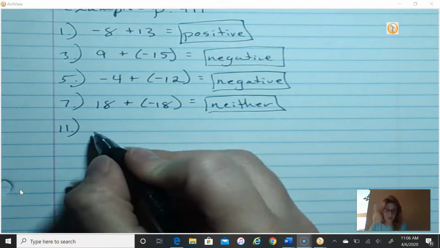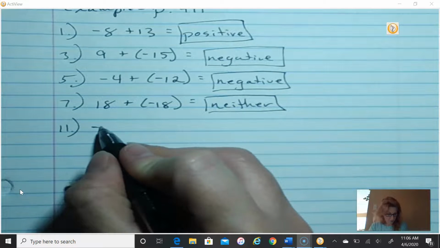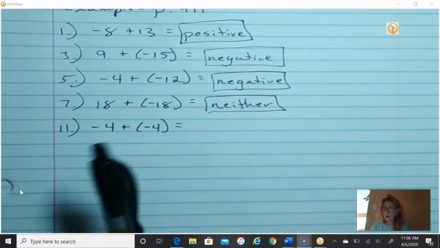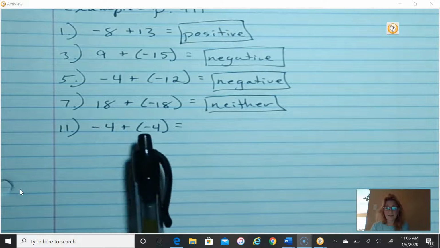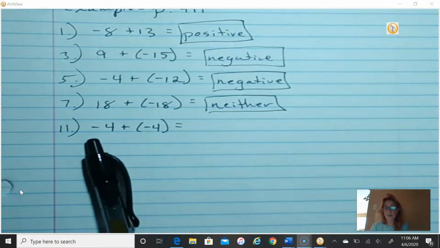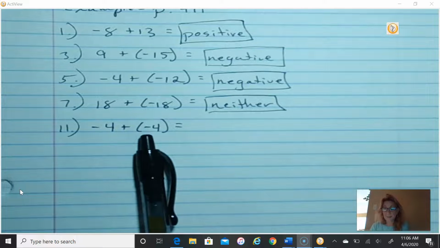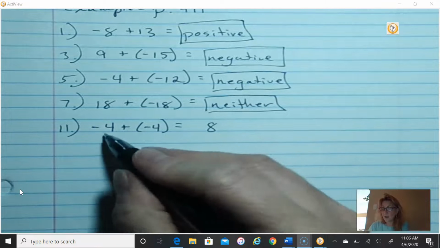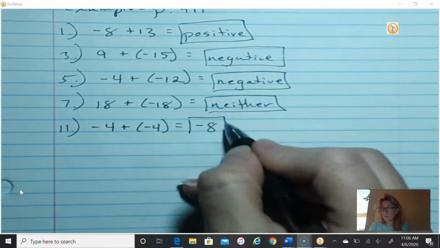Okay, this time they want you to just solve. So I have negative 4 plus negative 4. Signs are the same. That's a negative and a negative. So if the signs are the same, you add and keep the sign. So 4 plus 4 is 8, and we keep the sign.